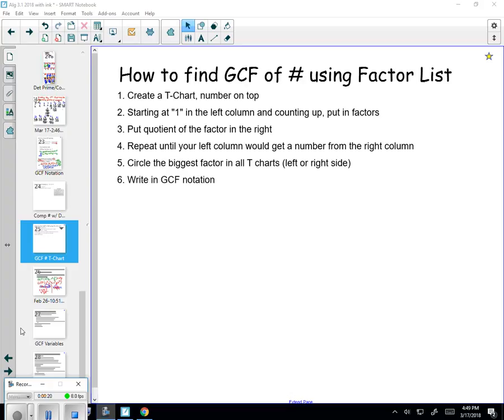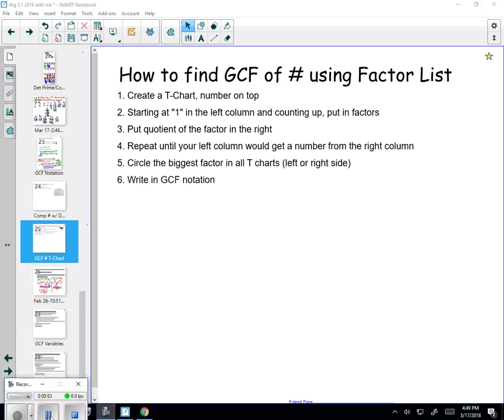Step 2. Starting at 1 in the left-hand column and counting up, put in your factors. Step 3. Put your quotients, whatever you get when you divide by that factor, into the right-hand side of your T-chart. Step 4. Repeat until the left column would get a number from the right-hand column. Step 5. Circle the biggest factor in all the T-charts, left or right-hand side. Step 6. Write GCF notation.